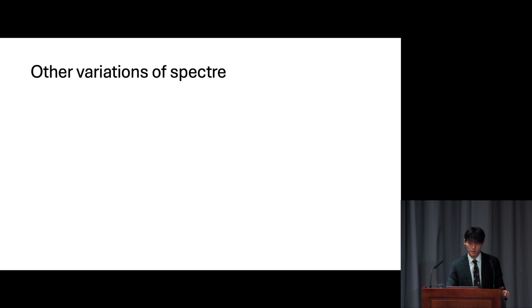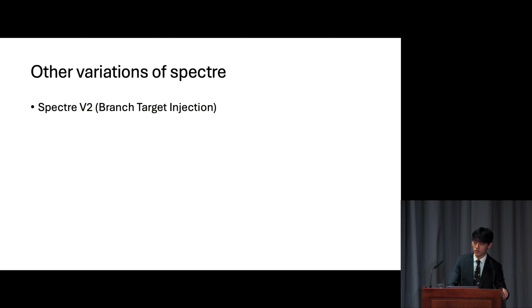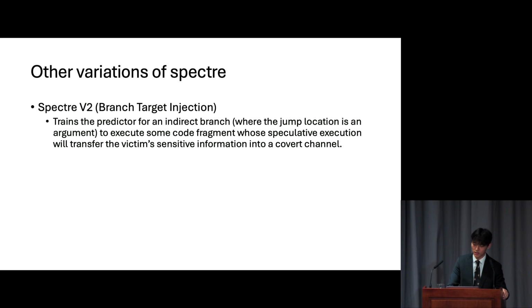There are other variations of Spectre. We've only talked about variation 1. Variation 2 exploits branch target injection. It uses indirect branches instead of conditional branches to jump to a particular code in the program that allows for side channel attacks.